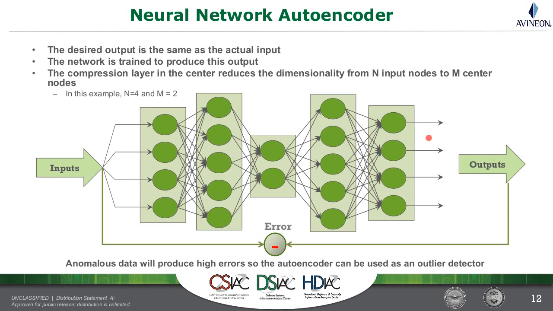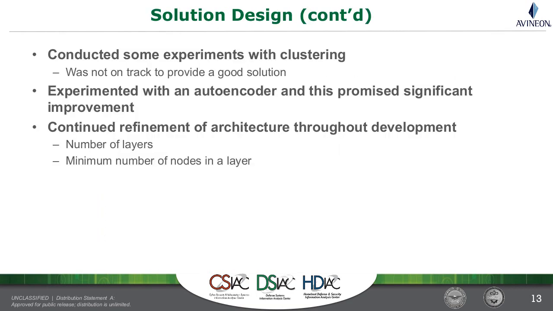Next, please. So, like I mentioned, we selected the neural network autoencoder as the best solution for this particular problem. We refined the architecture. Once we selected that, we started experimenting with how many layers are in the network, how many neurons are in each layer, and then most importantly, how many neurons are in the compression layer, and measuring its performance throughout.